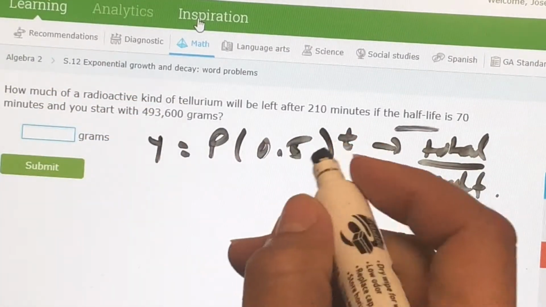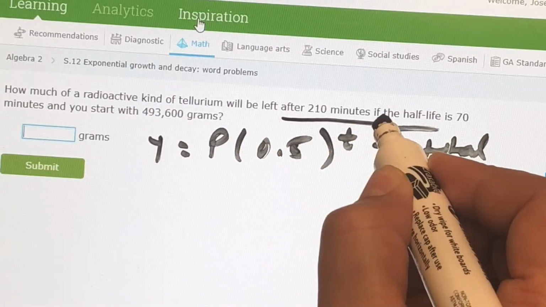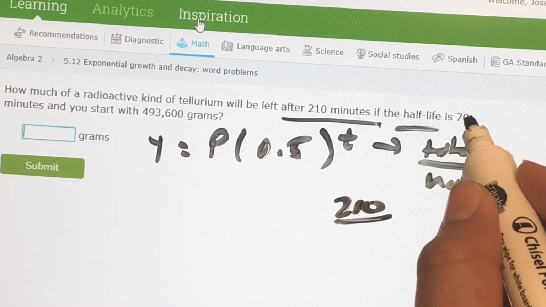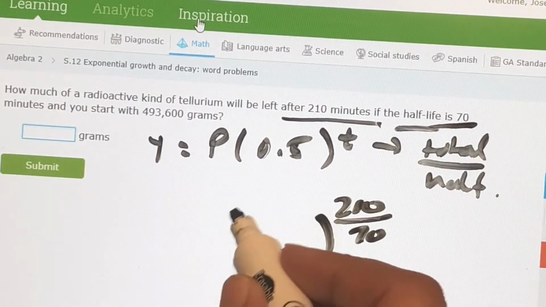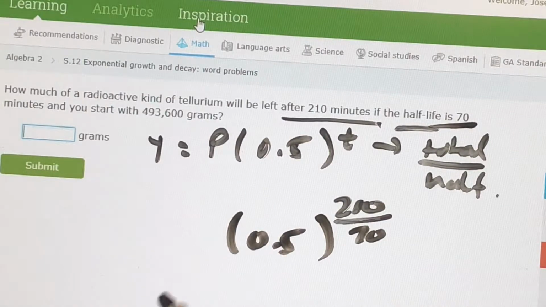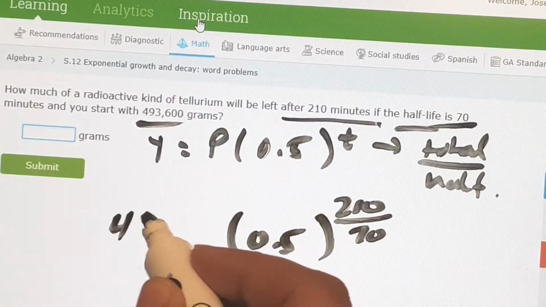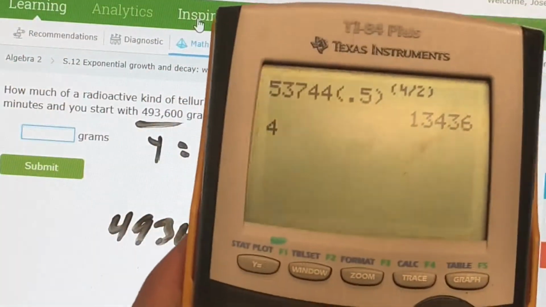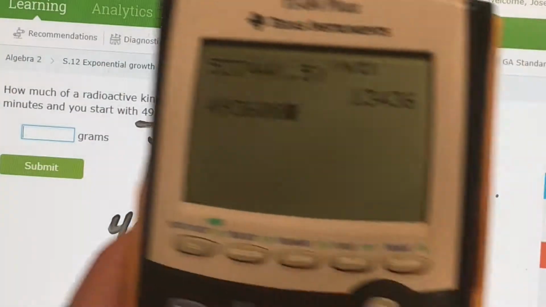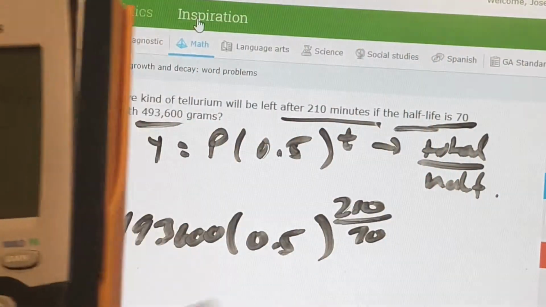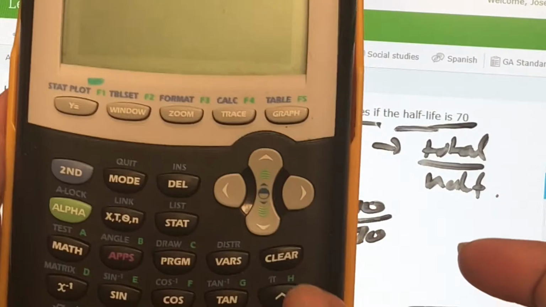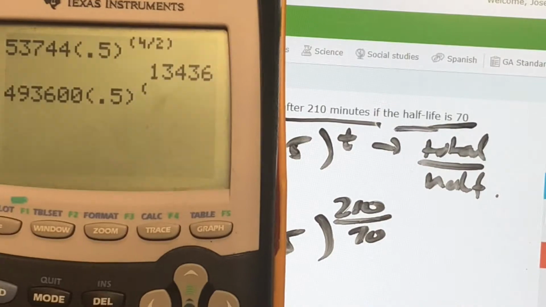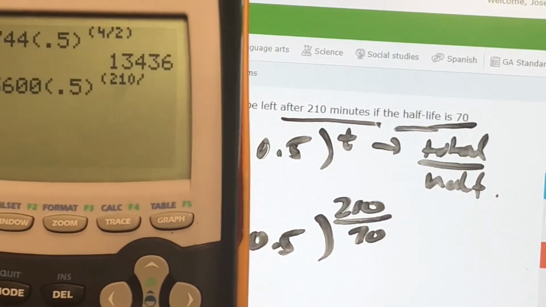How much radioactive helium will be left after 210 minutes? So that's your total. So it's going to be 210 minutes over half-life, which is 70, 0.5, and I just need the principal, what I start with, and I start with 493,600. Okay, and punch that in the calculator, 493,600, open parentheses, 0.5, close parentheses, and then raised, so that's this button right here, raised, and anytime you have a fraction, you put it in parentheses, 210 divided by 70.